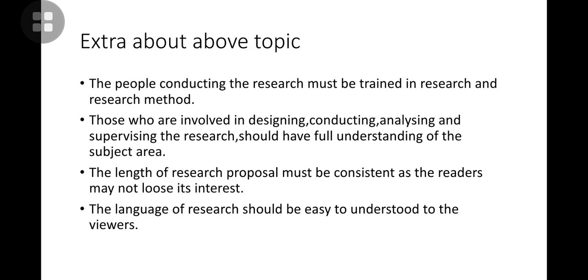Those who are involved in designing, conducting, analyzing, and supervising the research should have full understanding of the subject area.